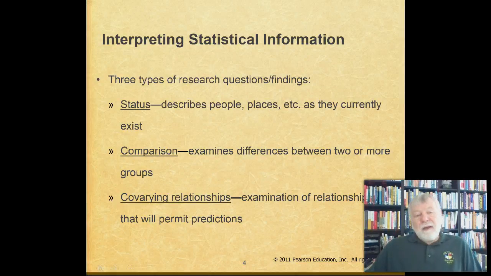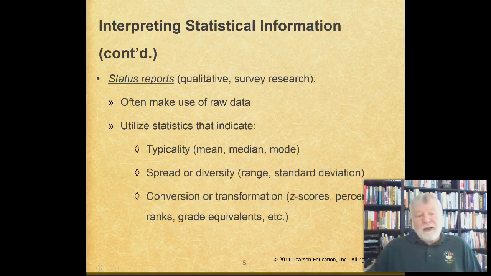As I mentioned before, there are different statistical pieces of information that can be used in research. Mertler talks about three broad categories. He talks about status statistics, which basically are descriptive statistics describing people, places, etc. Comparisons, where we are comparing two or more groups on some kind of variable. And at times we are also doing statistics on covariant relationships, where there might be multiple relationships that have predictions for the problem that we are investigating.